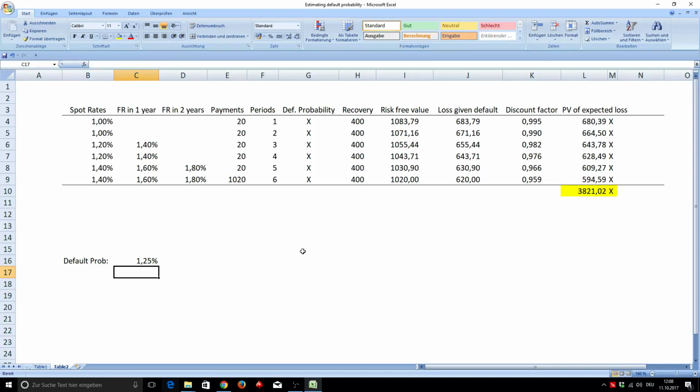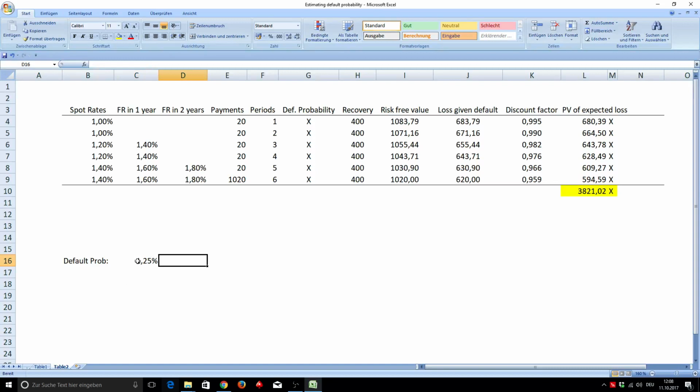However, if we compare this default probability to real-world default probabilities, we can see that even this default probability usually overestimates the default probability in the real world. Why is that the case? Well, it's because when we come up with this default probability, we assume that investors are risk neutral. However, in the real world, investors are usually risk averse, so they demand a higher compensation for taking on risk than a risk neutral investor would.